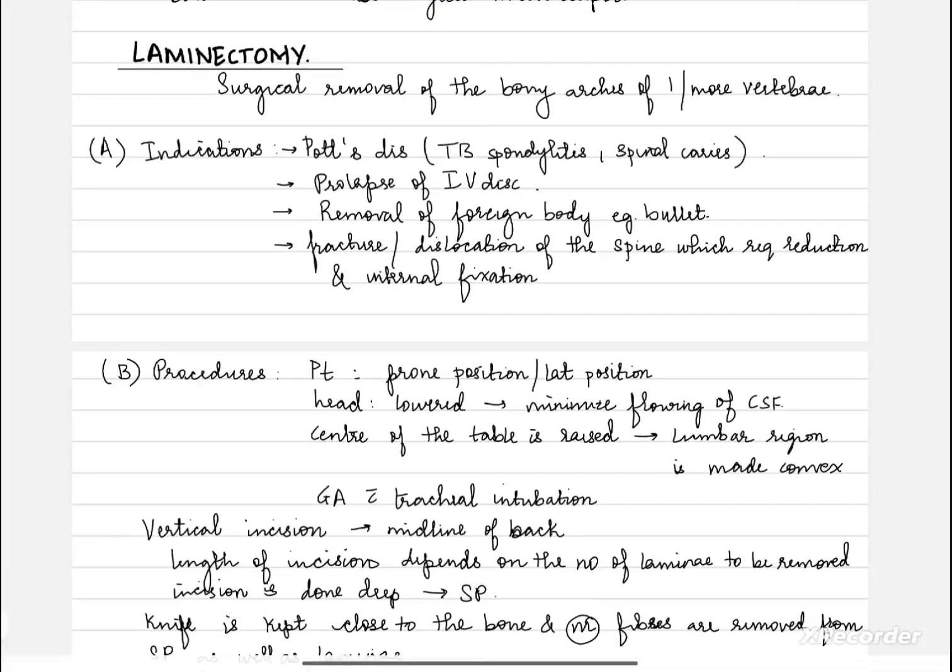Next is laminectomy. Laminectomy is surgical removal of the bony arch of one or more vertebrae. Now why is it done? Pott's disease, which is tuberculous spondylitis or spinal caries, prolapse of intervertebral disc, removal of foreign bodies, for example a bullet, fracture or dislocation of the spine which requires reduction or internal fixation.